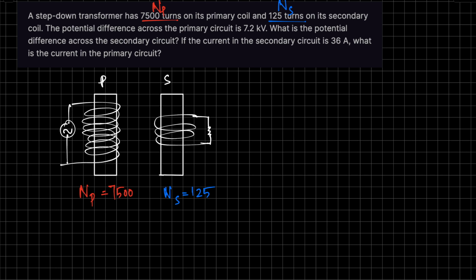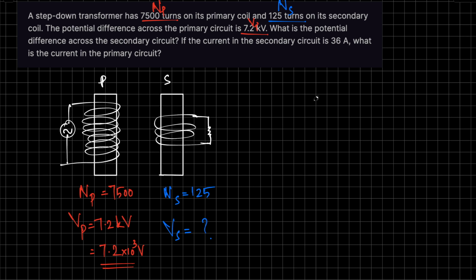The potential difference across the primary circuit is 7.2 kilovolt. This is VP, potential difference across the primary. VP equals 7.2 kilovolt. Convert kilovolt to volt. Multiply with 10 to the power of 3. We need to find the potential difference across the secondary coil. So we need to find VS.